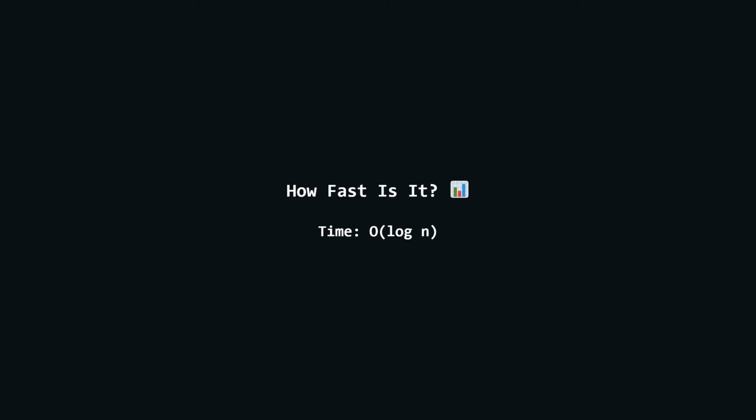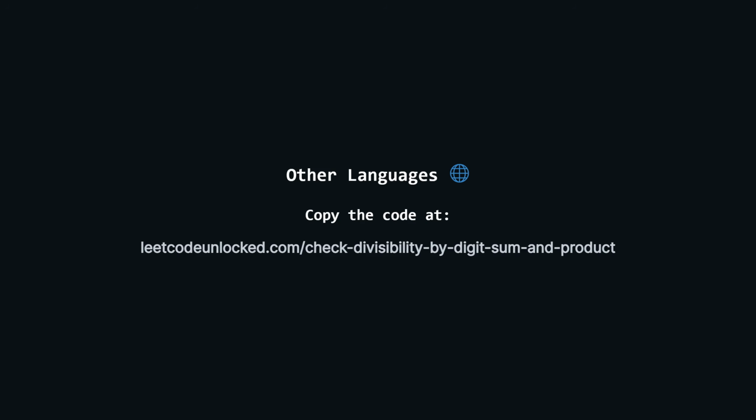We are safe. Now for the complexity. The time complexity is big O of log n. This is because the number of iterations in our loop is equal to the number of digits in n, which scales logarithmically. The space complexity is order 1, or constant space. We are only using a few simple variables to keep track of our totals, regardless of how massive the input number gets. That covers the Python logic.